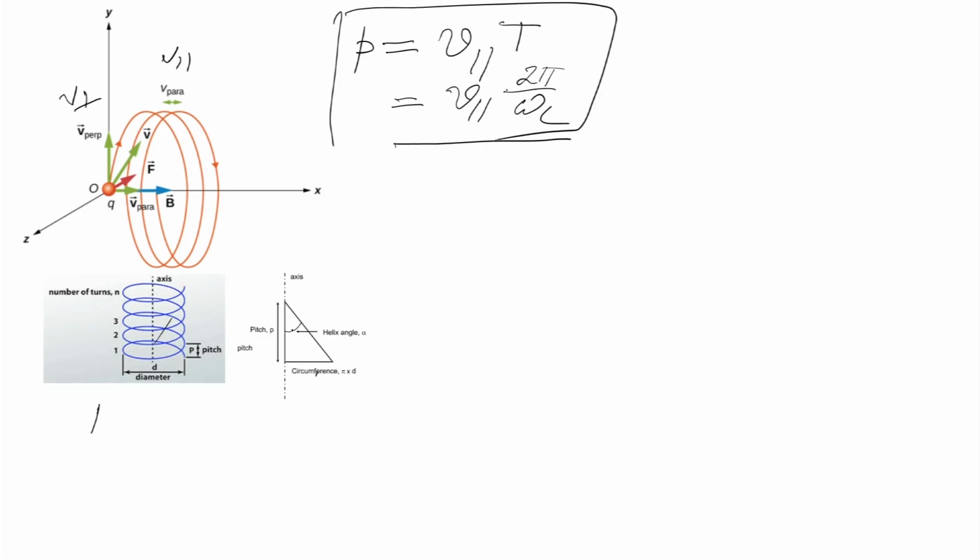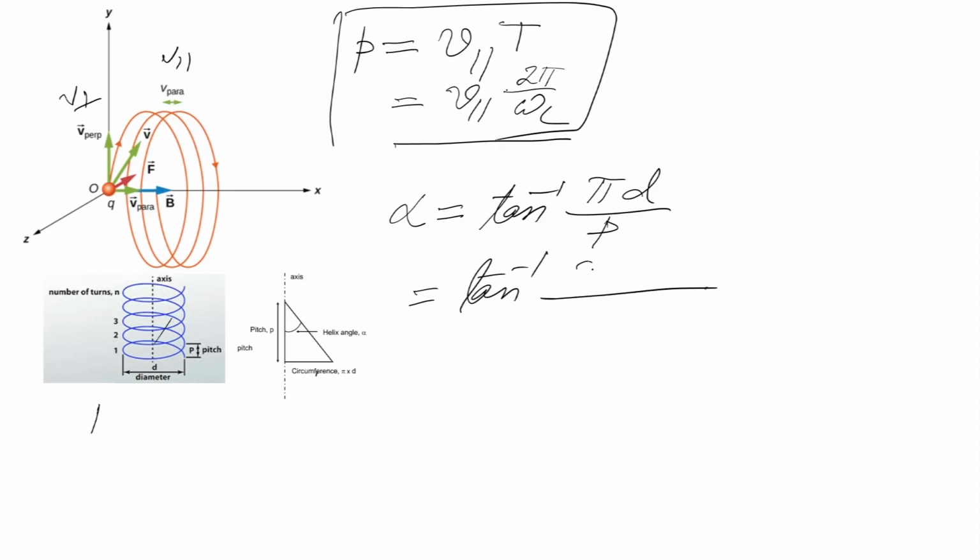Now, how to calculate the pitch angle? In order to calculate the pitch angle, what we will do? Here I can write that this alpha will be equal to tan inverse of the circumference, twice pi R L, divided by P. So, it will become twice pi into R L, and P will become V parallel times twice pi by omega c.